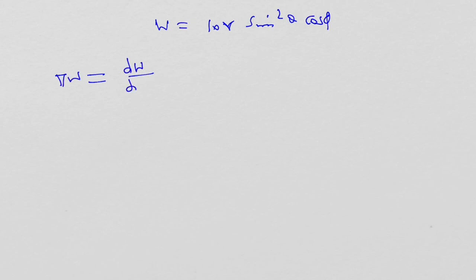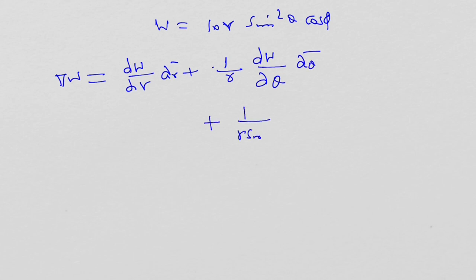Okay, similar to this one, I can ask you to find out the gradient of a quantity which is defined in a spherical coordinate system with 10r sine square theta cos phi. How to calculate it? Can you just recall and find out? So when we compute del w, dou w by dou r ar plus 1 by r into dou w by dou theta multiplied by a theta, last component will be 1 by r sine theta dou w by dou phi a phi.